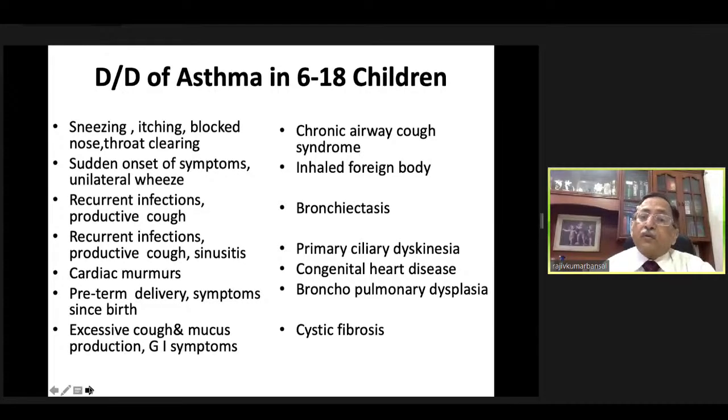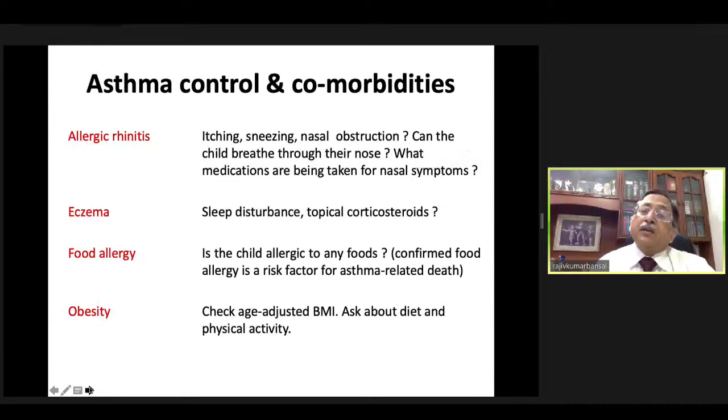Recurrent infections with productive cough and sinusitis may be a hallmark of primary ciliary dyskinesia in these patients. Cardiac murmurs suggest a congenital heart disease. A preterm delivery with symptoms since birth may suggest that a patient is in fact suffering from bronchopulmonary dysplasia, and a patient may have cystic fibrosis. And as you all know, Indian patients do have cystic fibrosis, and it has now been very well documented by experts like Dr. Kabra and other people.